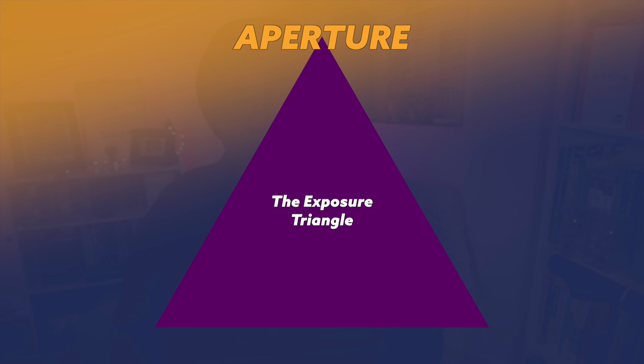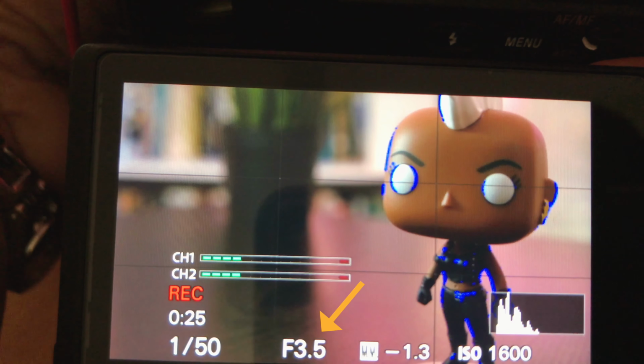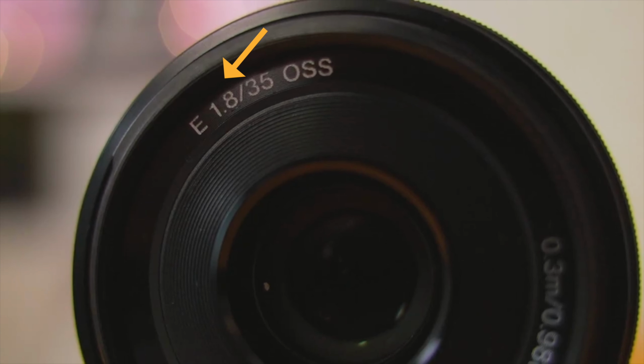The first part is the aperture. The aperture is that number. When you look on the screen of your camera, you'll see f1.2 or f3.5. You'll also see this on the front of your lens, which we'll get into a little later. For a kit lens, for example, it may say something like f3.5 to f5.6. But you're probably going to identify it as the F number, or the F stop, as it's also commonly known.